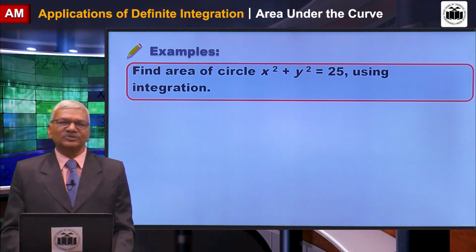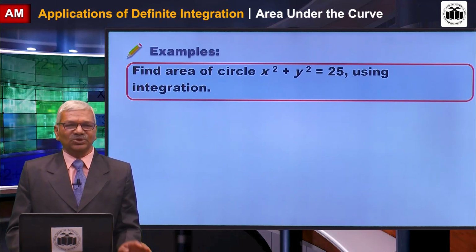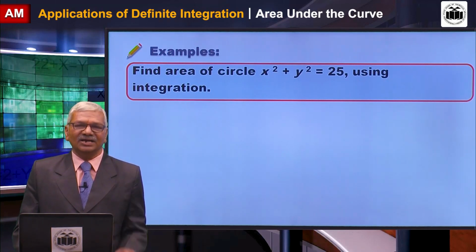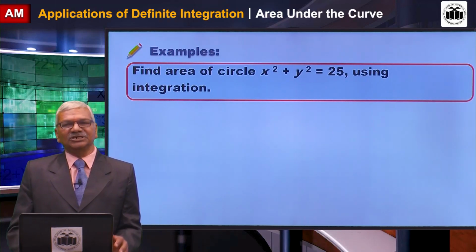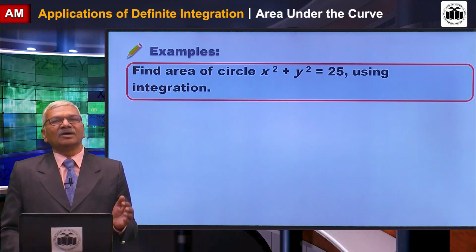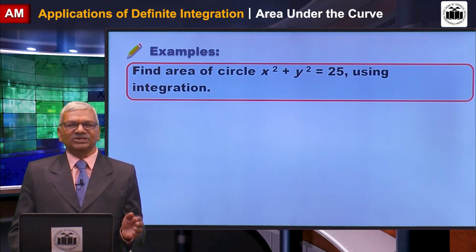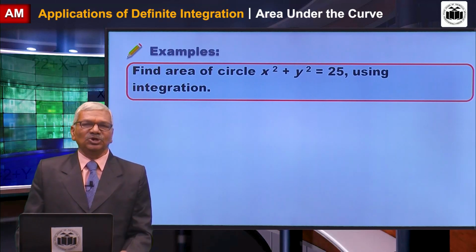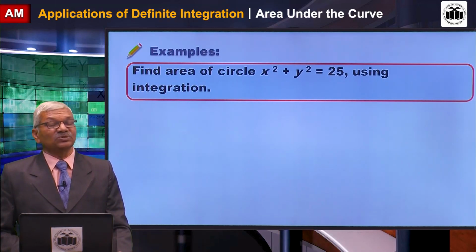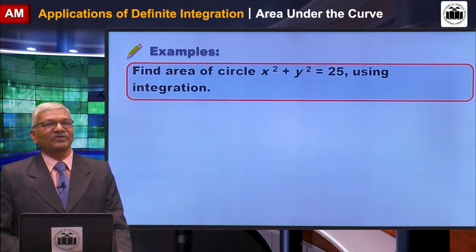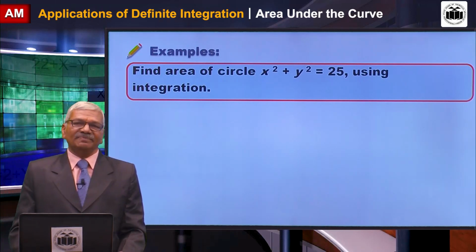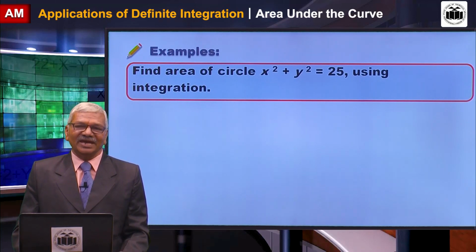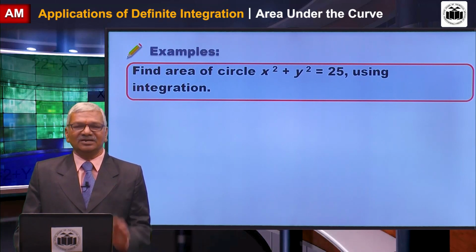What is the standard equation of a circle? Right, x square plus y square equals r square. So in an examination, the problem may be: find the area of the circle x square plus y square equals r square, or maybe r is a certain number. In this example, we took r square equals 25. Means what is r? R is 5. Yes, very good. It is a standard equation of a circle.